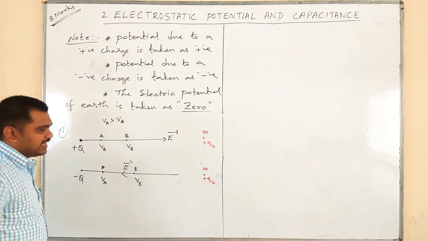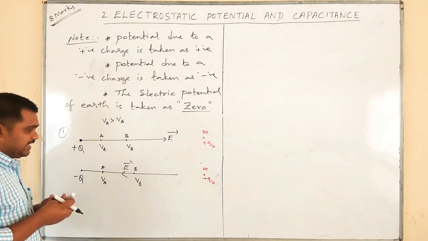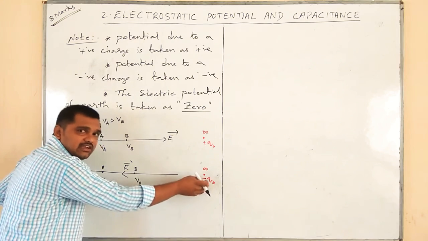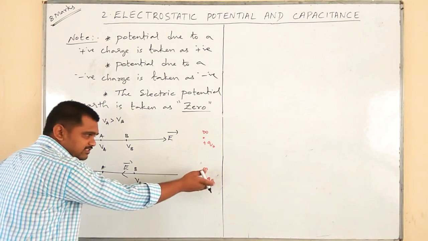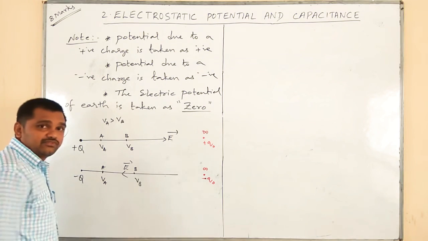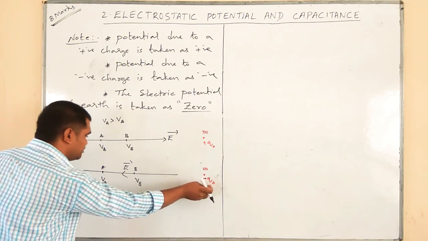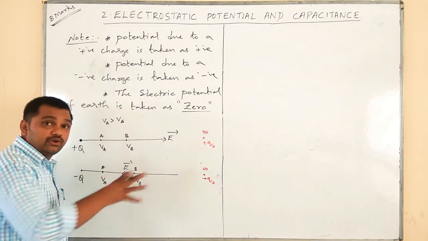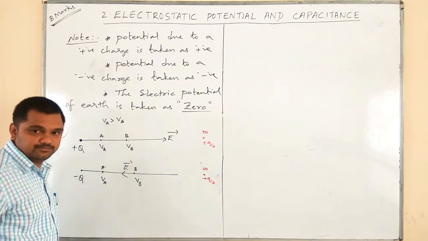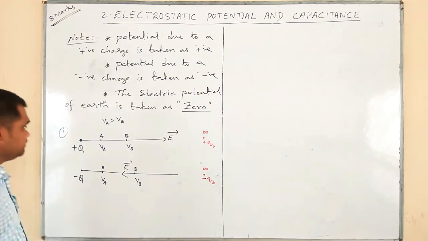Here also, if you take a negative charge, then this negative charge goes on repelling this negative charge. Therefore, to bring this from infinity to here, we need less work or less energy. To bring this minus Q naught from this point to this point, we need to do more work. Therefore, here the potential is more. Okay, fine. So, this is one thing.